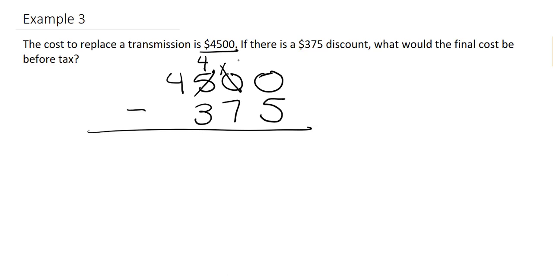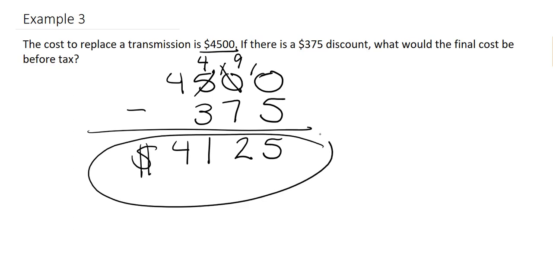So 10 minus 1 is then 9. And we go ahead and borrow a whole 10, because that's what that means. So we have a 10 here now. So we have 10 ones. So 10 minus 5 is 5. And then 9 minus 7 is 2. 4 minus 3 is 1. And then 4 minus nothing, which is just 4. We can just bring it down. So the final cost before tax is $4,125.